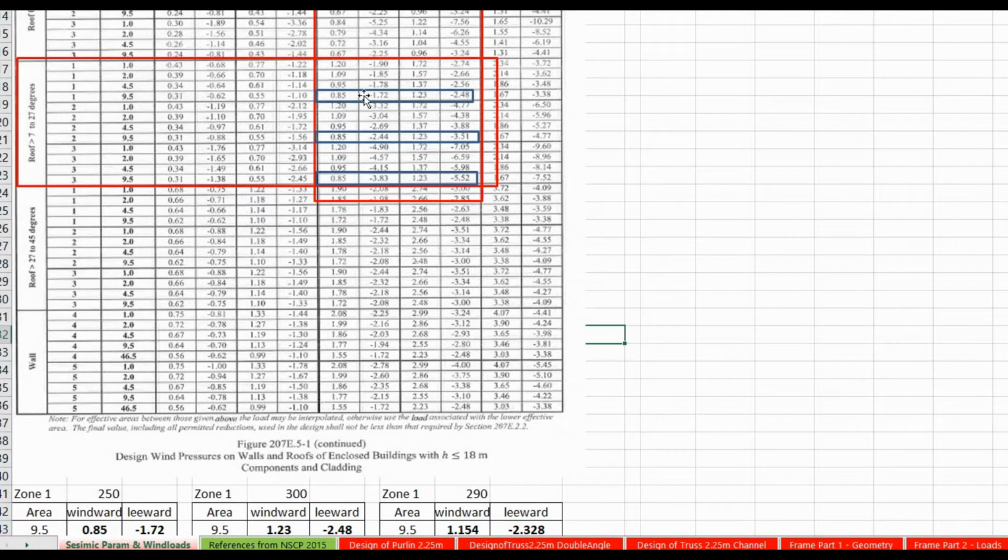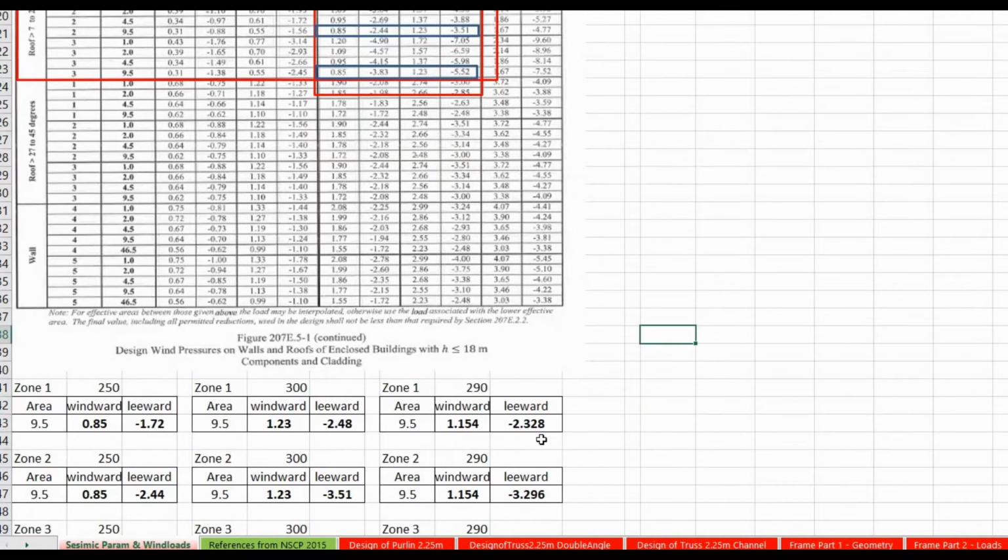For leeward, we have negative 1.72. And then for zone 3, you have 1.23 and negative 2.48. Ayan siya. Next, we will now interpolate for wind speed 290 na zone 1.